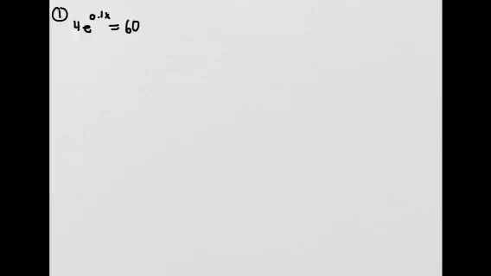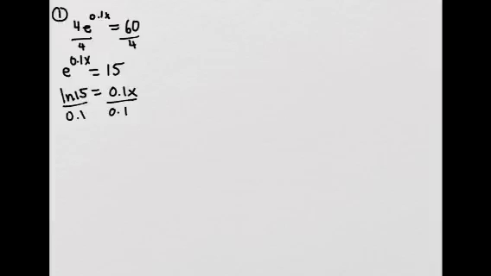Okay, so the instructions say to solve it graphically, but we're actually going to solve it algebraically. So we're going to divide by 4, and that gives you e to the 0.1x equals 15. Change from exponential to log. Because the base is e, it's going to be natural log, so natural log of 15 equals 0.1x. We're going to divide by 0.1 and put it into a calculator, and you get approximately x is approximately 27.08.